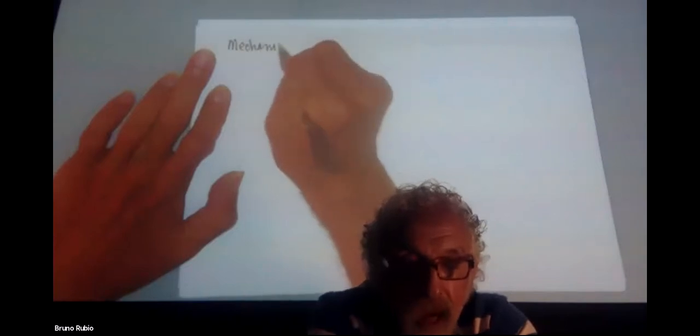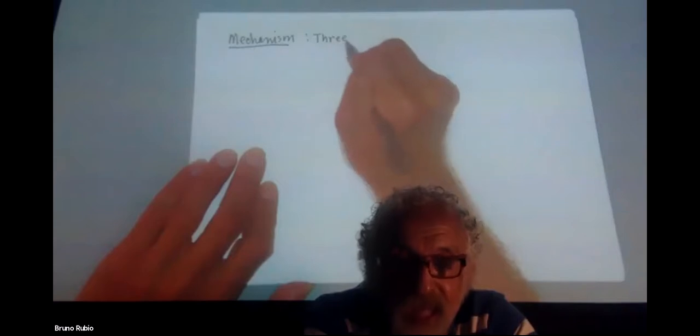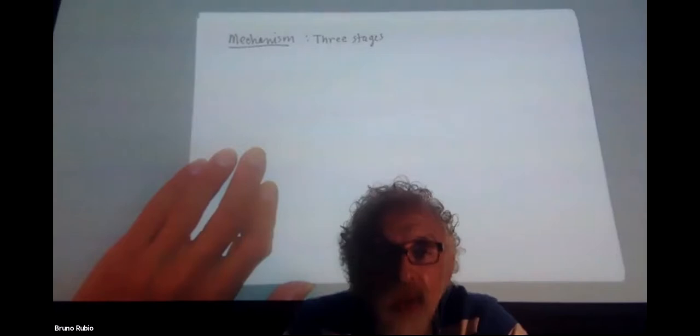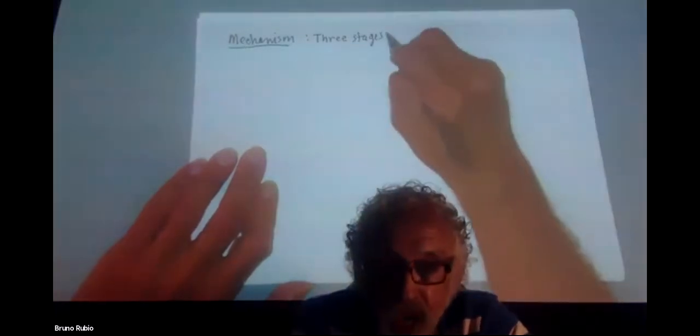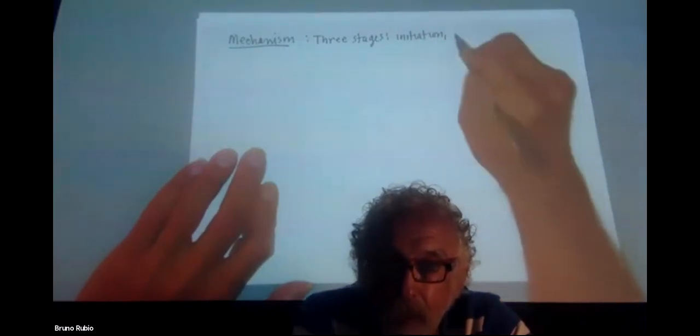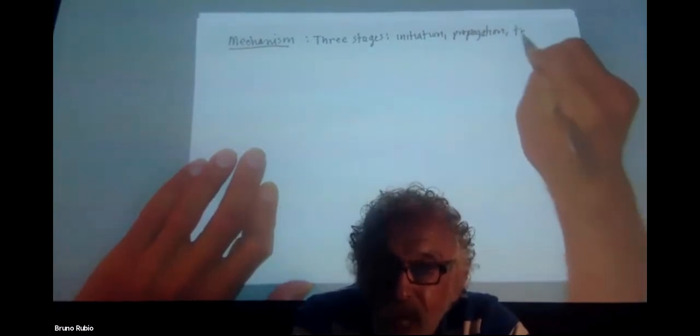Okay, so let's talk about the mechanism of radical halogenation, how these reactions work. These are radical reactions. They have 3 stages, not steps. It's going to be more than 3 steps, and sometimes many, many, many steps, but 3 stages. And the stages are initiation, propagation, and termination.